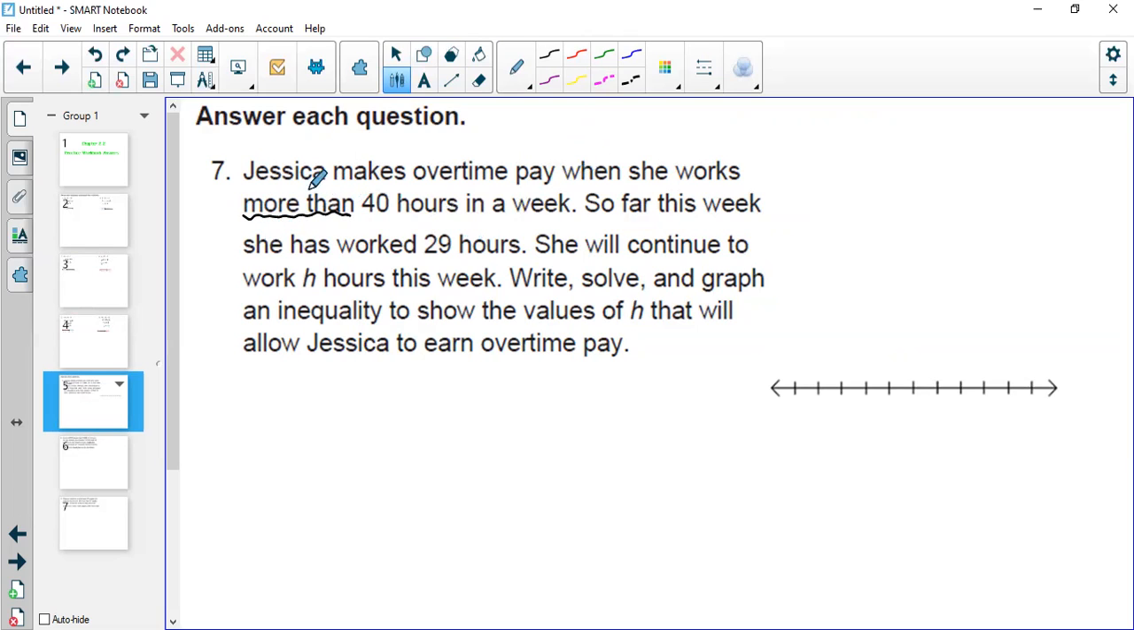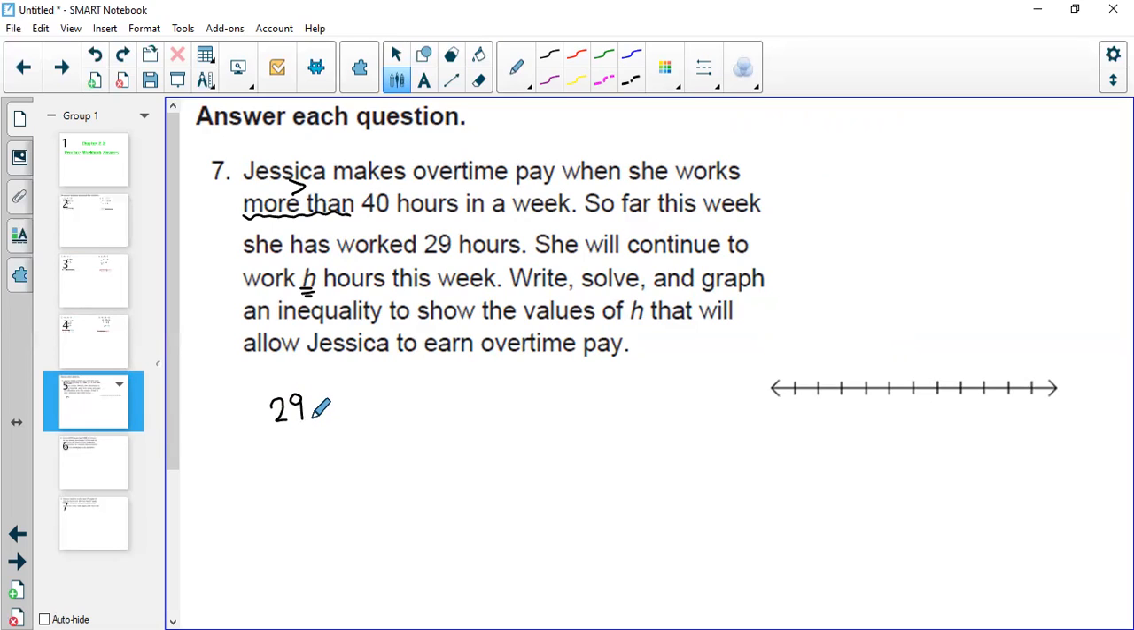Here they said she works more than, which means by now you need to realize that the sign should be greater than. Greater than, more than, they mean the same. 40 hours in a week. So far this week she has worked 29 hours. So she has worked 29 hours and she will continue to work H hours. So for now she has worked 29 and she will still work.